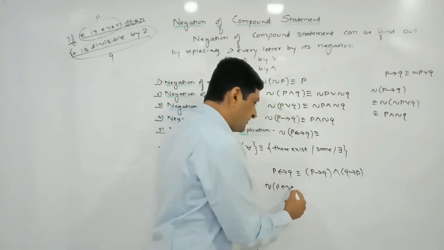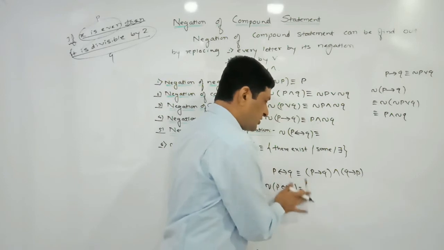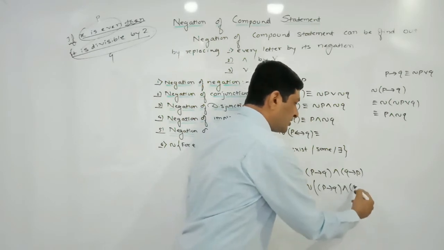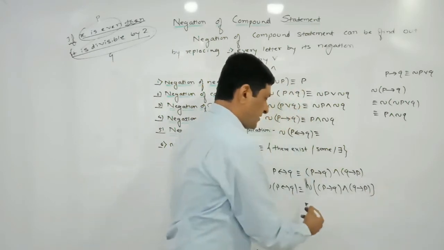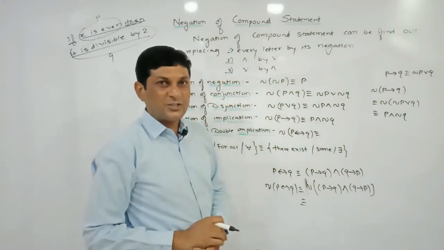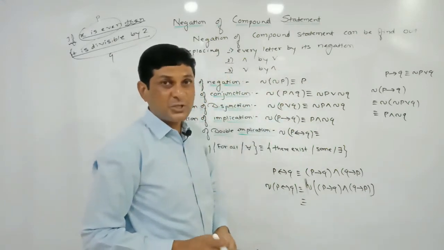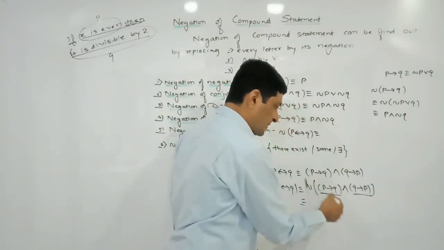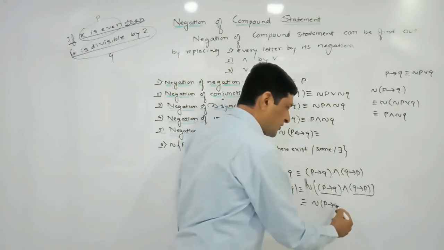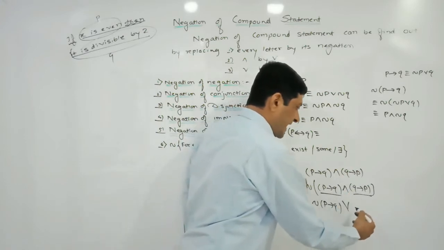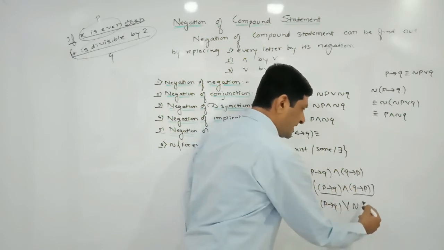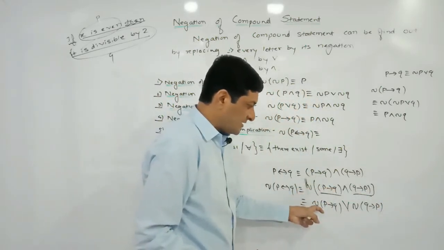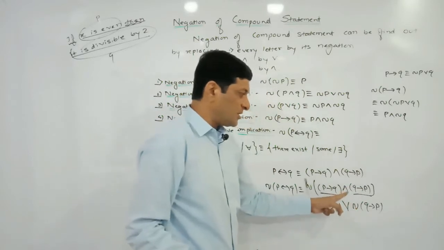Negation of P if and only if Q means, in short, we have to find the negation of P implies Q and Q implies P. Let us try to find its negation. According to our rules of negation, replace every letter by its negation, and by or, and or by and. So consider this as the first letter, this as the second letter. Replace the first letter by its negation, negation of P implies Q, and will get replaced by or, and negation of the second letter, here Q implies P. So we have replaced the first letter by its negation, the second letter by its negation, and by or.